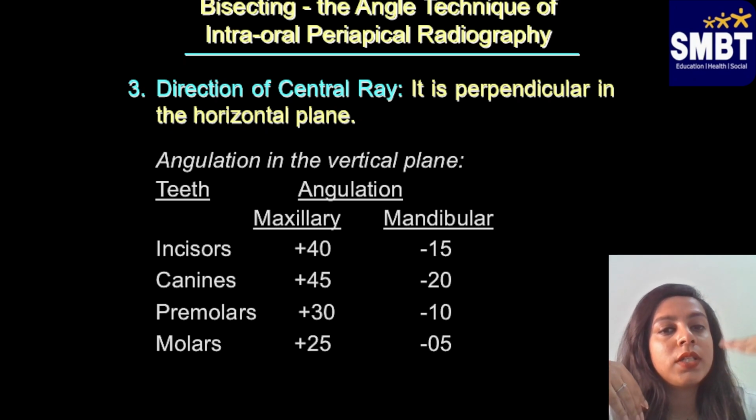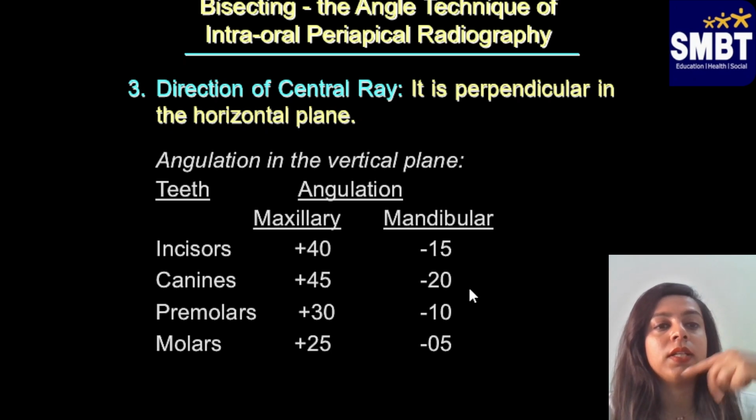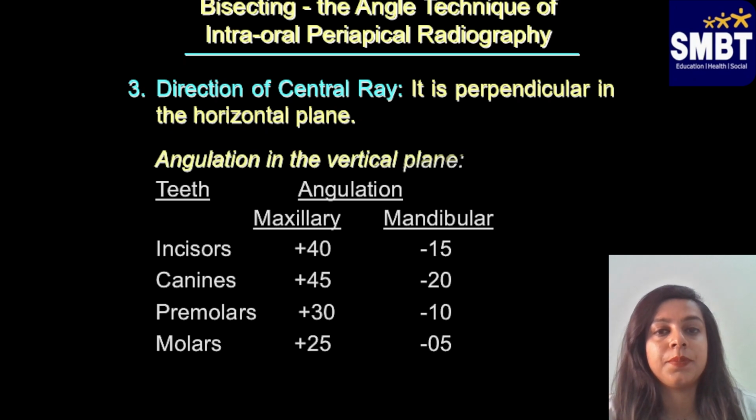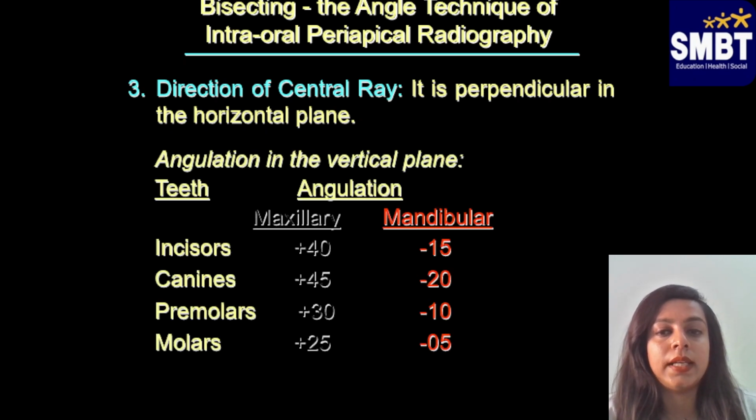But what about the vertical angulation? The angulation for maxillary teeth is positive, and for mandibular teeth it's negative. For maxillary teeth it is 40, 45, 30 and plus 25. All these are positive. For mandibular, starting from molars, it is minus 5, minus 10, minus 20 and minus 15. This was about the vertical angulations.